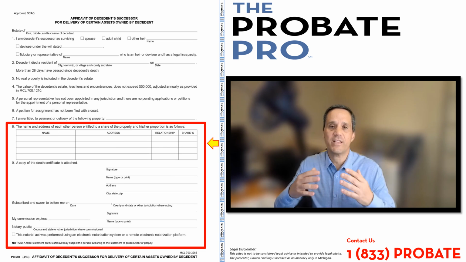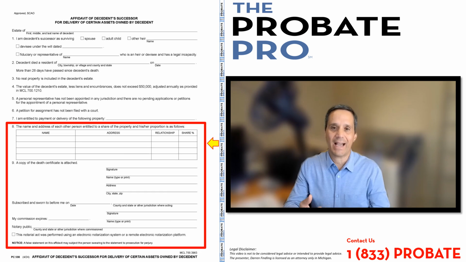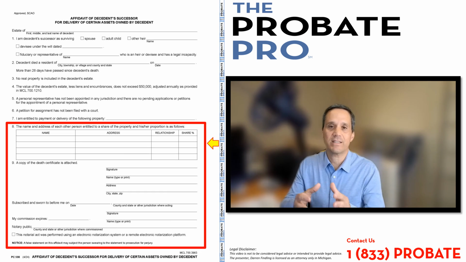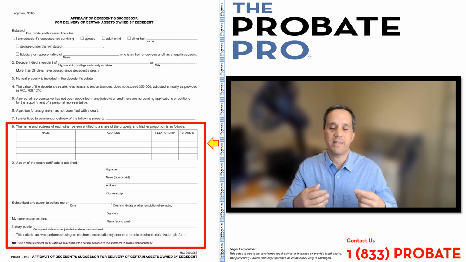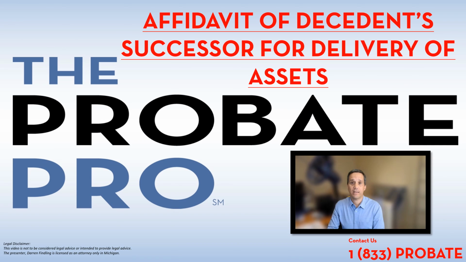This form and this process is a really valuable tool to gain access to non-real estate assets from the death of an individual of which you're entitled to payment without the necessity to go through probate. At the Probate Pro, we are passionate about everything probate. In this particular case, the Affidavit of Decedent Successor for delivery of assets is a form and process that you can go through to avoid the necessity of probate.